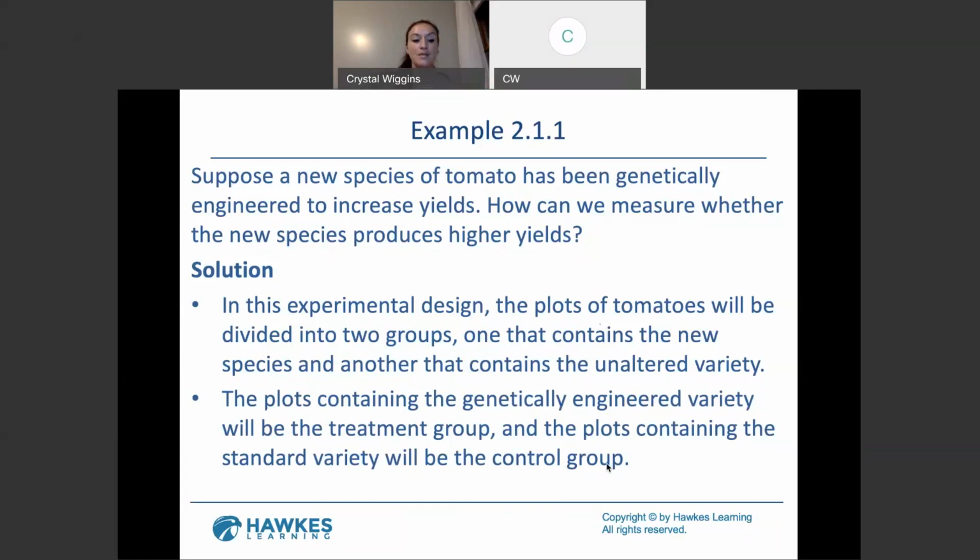So when you have the two groups who are also getting the same amount of light, the same amount of water, the same amount of beetles that might be eating their leaves, then you know that those variables are affecting both the control group, which you know what the expected outcome is, and the new group that you're trying to compare it to. And then if the new group does produce more tomatoes, you know that these genetically engineered plants are indeed superior to the original standard variety.